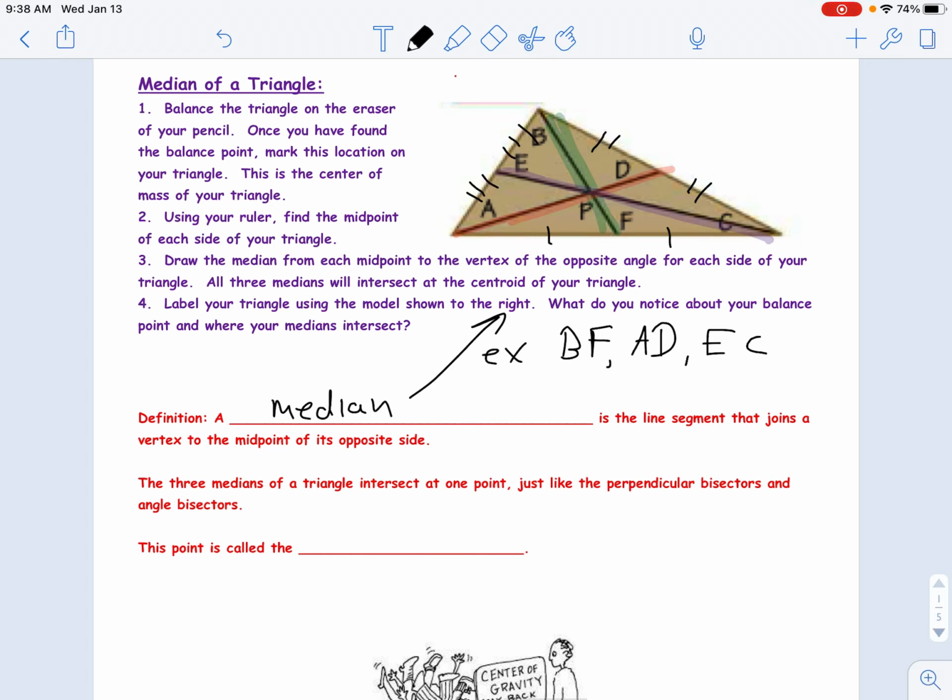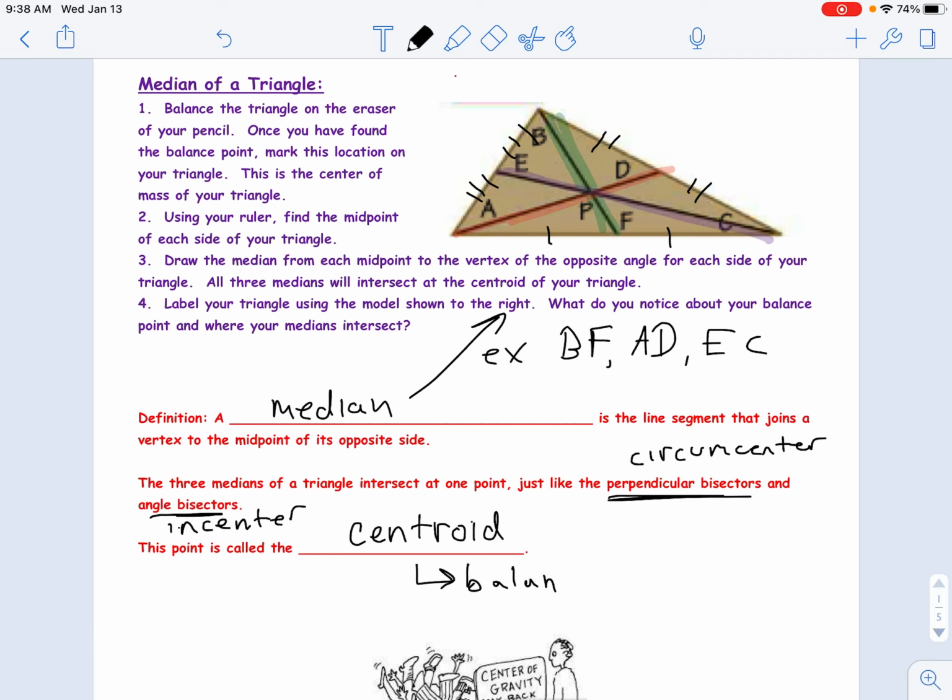The three medians of a triangle intersect at one point, just like the perpendicular bisectors and angle bisectors. So remember, perpendicular bisector, that makes the circumcenter. The angle bisectors, that was called the incenter. And this is the third and final center we're going to talk about. They all intersect at a single point. We call this the centroid, which is actually just the balancing point. So it's where you balance the triangle. Or you might hear it called the center of mass.